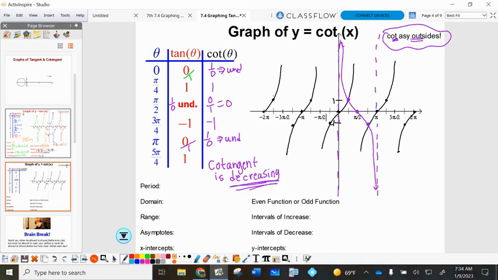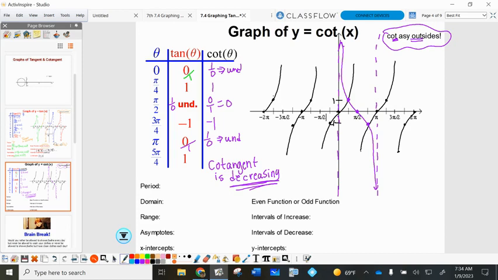Okay, and so that's how you can tell tangent and cotangent apart. Of course, with reflections across the x-axis, we could make either of them look like each other if we did reflections and shifts, which is possible with transformations. So just like sine and cosine, secant and cosecant, they can be written as transformations of each other. But as far as the parent functions, tangent's increasing and cotangent is decreasing.